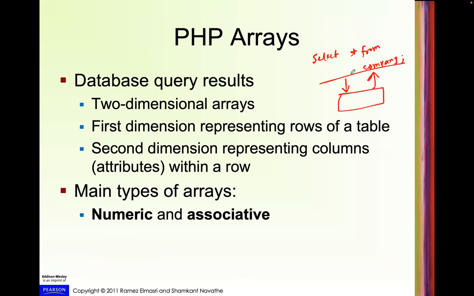How do the database records look like? It looks like a table, right? So a database query result looks like a table, meaning actually they are a two-dimensional array. So they look like a table like this. There is going to be some rows, there can be some columns. So every database query is going to return something like a two-dimensional array. The first dimension will represent the rows of the table, and the second dimension will represent the columns.